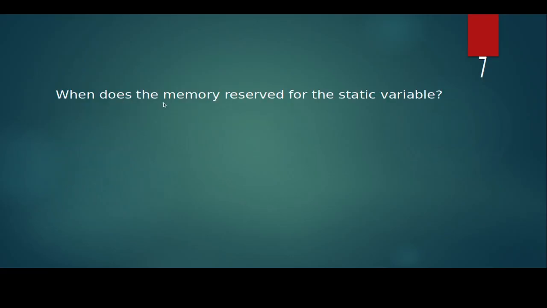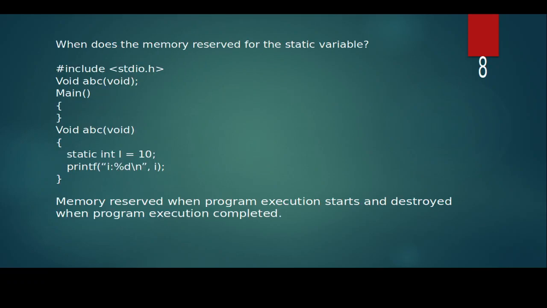Now the third point: when is memory reserved for a static variable? The simple answer is when the program enters RAM, memory is reserved for the static variable. When the program exits, memory will be deallocated for the static variable. This is a simple thing.